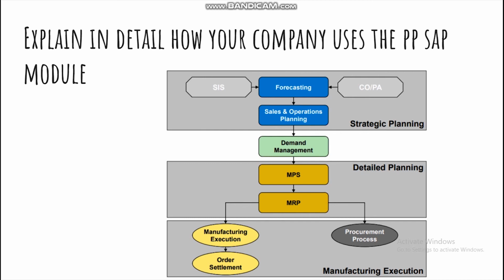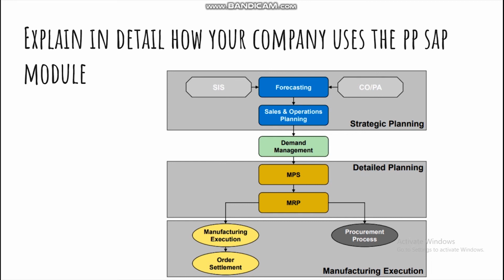After that, there is demand management. Because the planning data from SOP is still aggregate, or whole planning data, demand management is the tool used to disaggregate planning data from high-level plans down to the detailed planning level, based on plan independent requirements and customer independent requirements. In detailed planning, there is MPS.